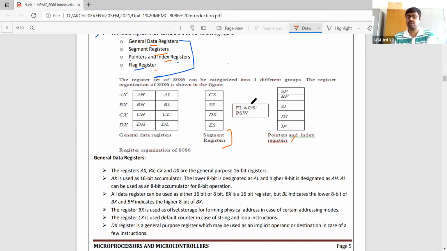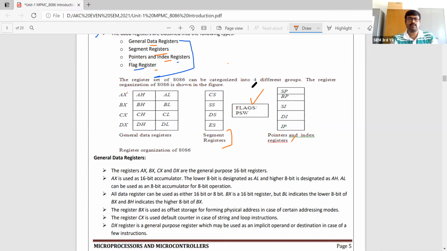Then, if you see the flow, you will find the flags or PSW mentioned. And the last one is SP, BP, SI, DI, IP, which are called the pointers and index registers. So these are the broad classifications, the general classifications of the register units that we find in the 8086 microprocessor.